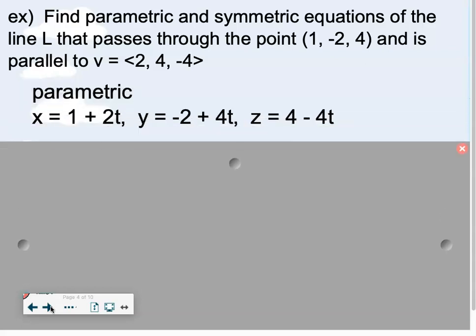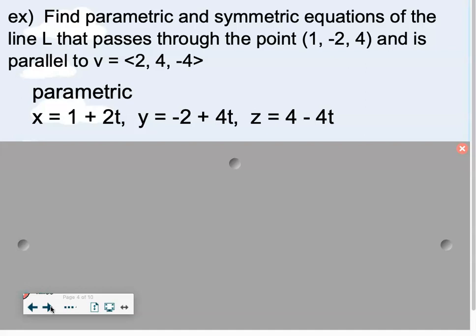So our parametric equations, remember your point, x1, y1, z1, right? And then this is essentially like your slope, it's your direction vector. So 2, 4, negative 4. This is your A, B, C, right? Now, there's your 2, there's your 4, there's your negative 4, and then there's your point.